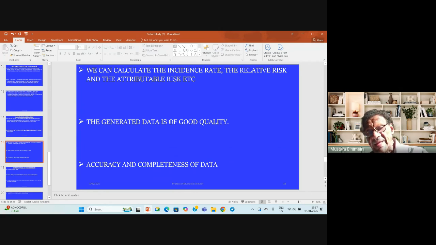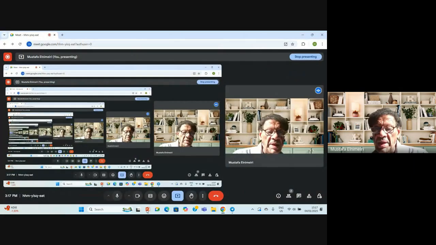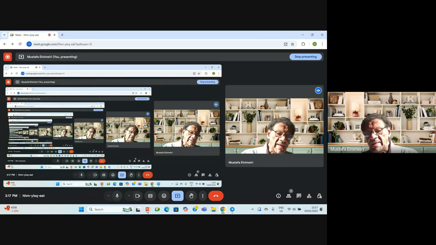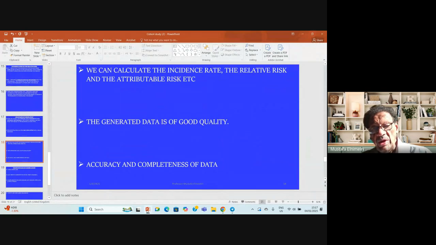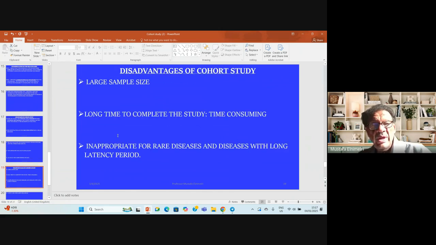The generated data is of good quality as we are following up the cohort members regularly and obtaining the data accurately, and thus it is expected that the generated data will be of good quality. Accuracy and completeness of data is another advantage.